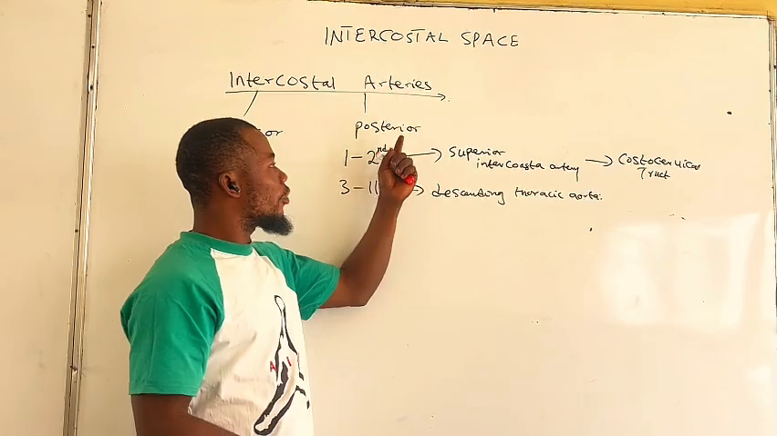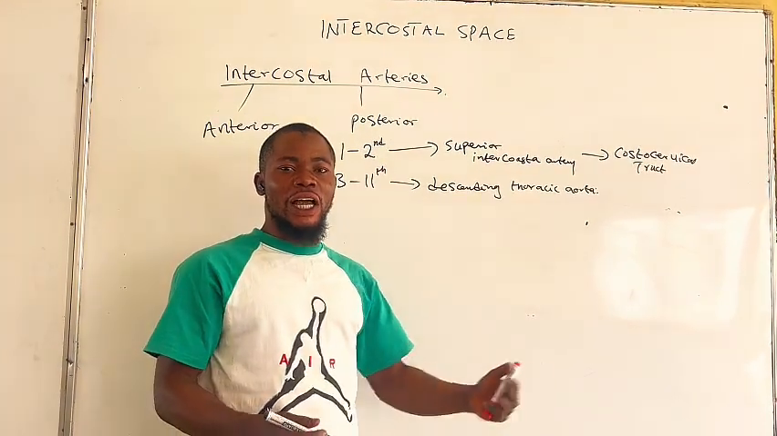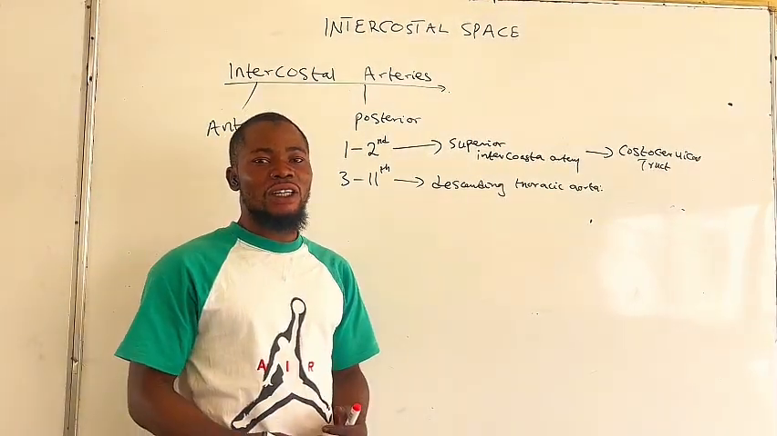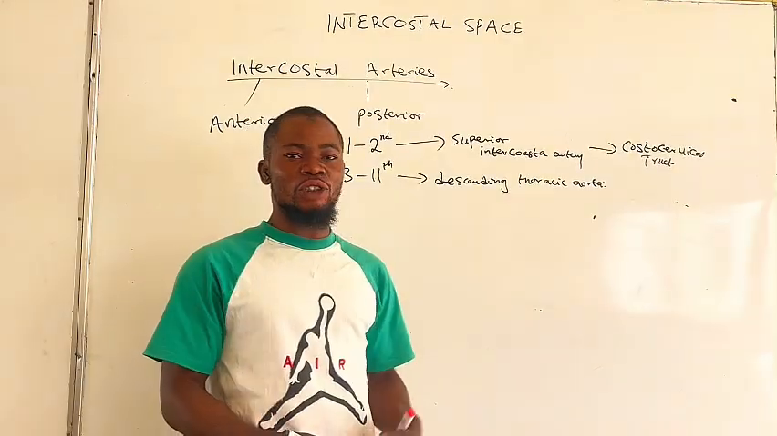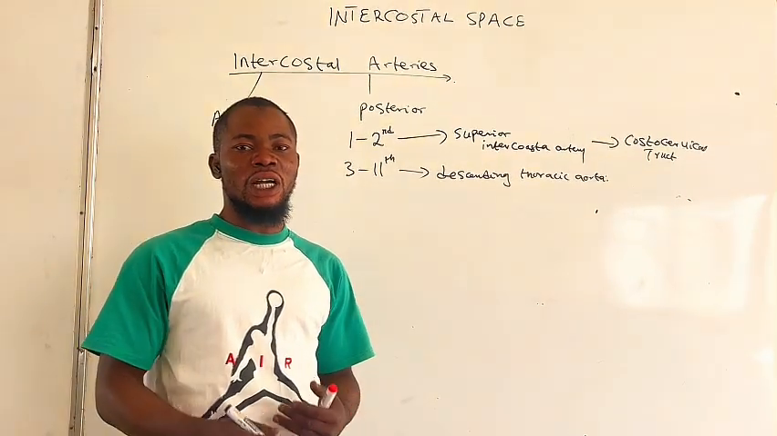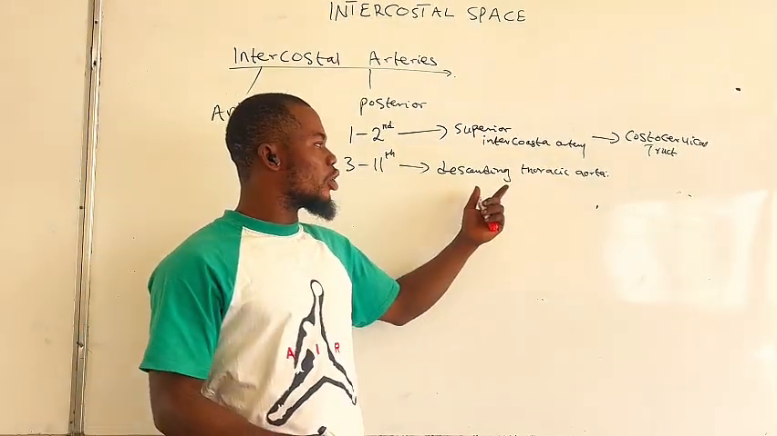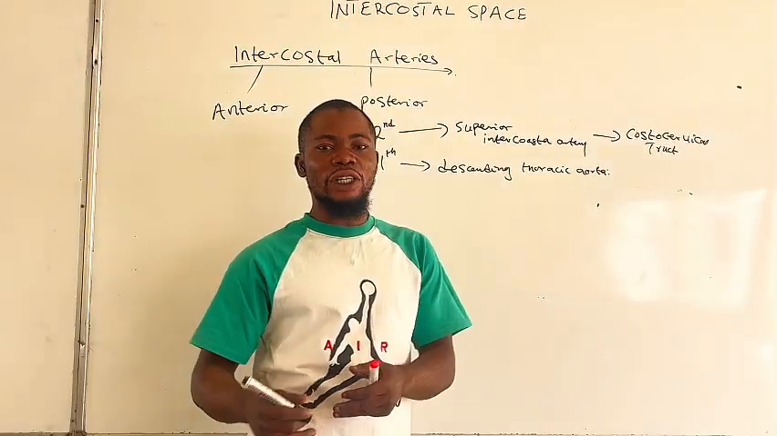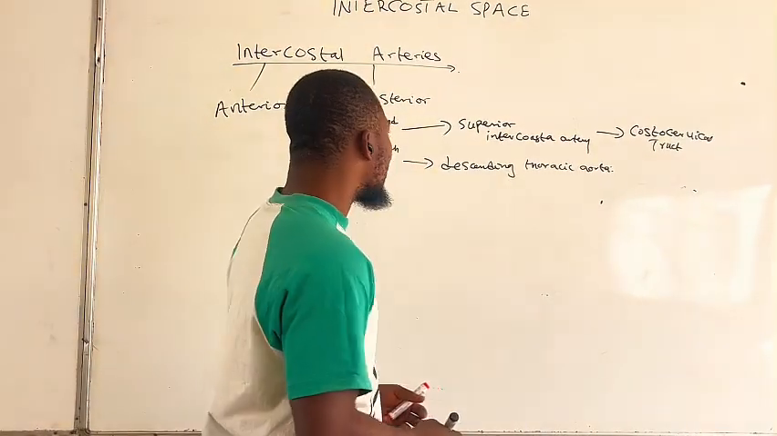Also, there is the right posterior intercostal artery and the left posterior intercostal artery. The right posterior intercostal artery is usually longer than the left posterior intercostal artery because the arch of the aorta is situated at the left side of the sternum.